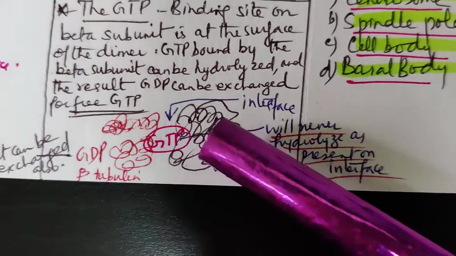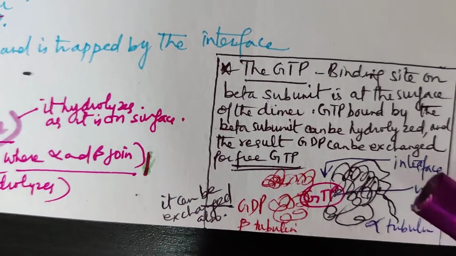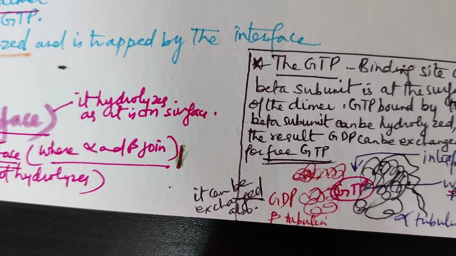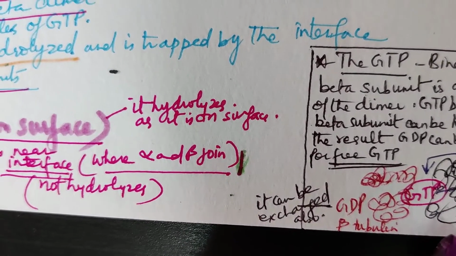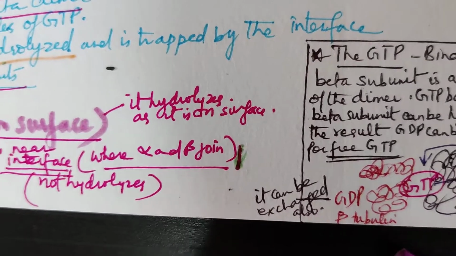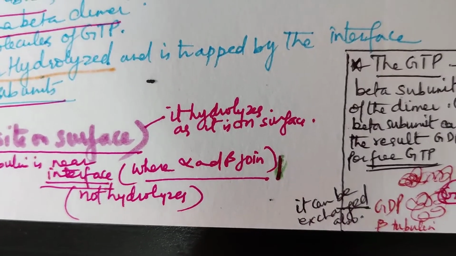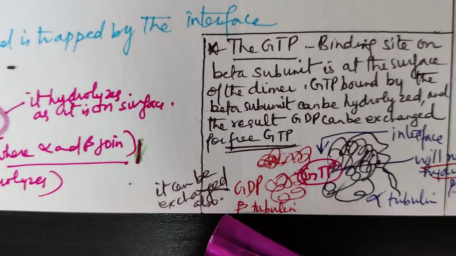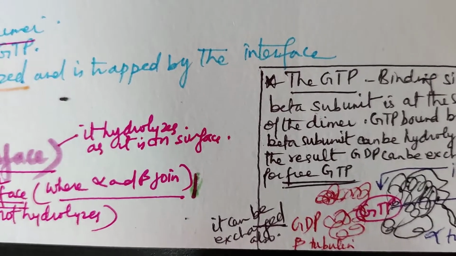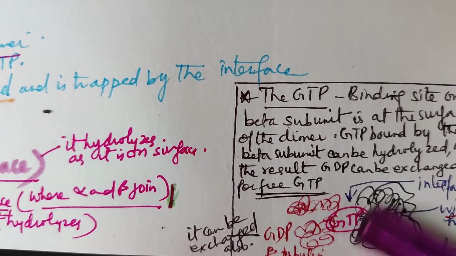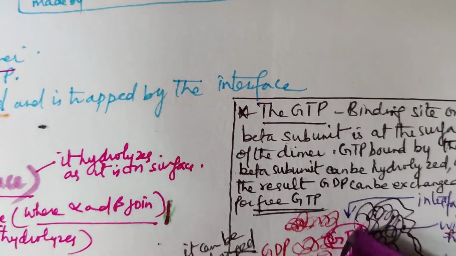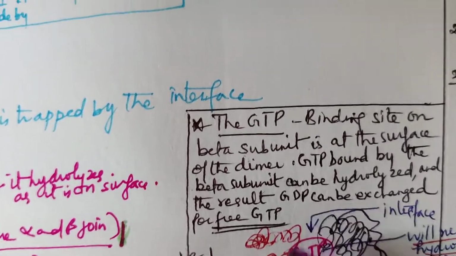Now these are the two, alpha and beta tubulin. In the alpha and beta tubulin, the GTP is in the center and GDP on the side. GDP can be exchanged, whereas the GTP will never hydrolyze as it is present at the central interface part of the alpha and beta tubulin.